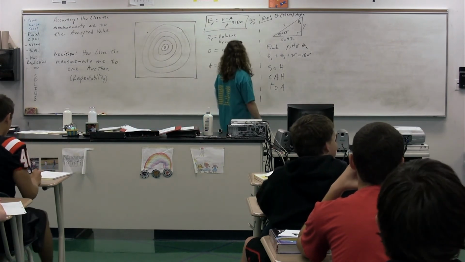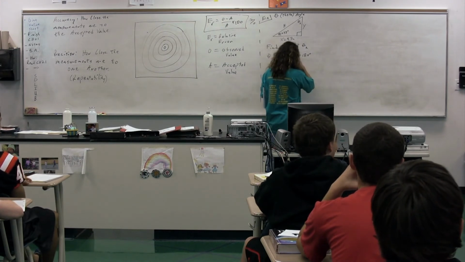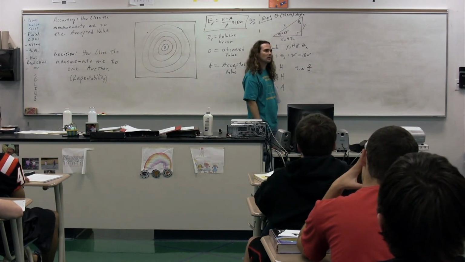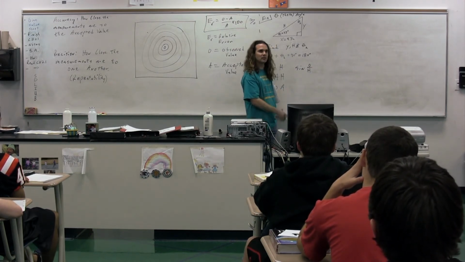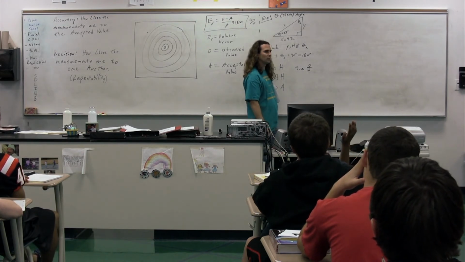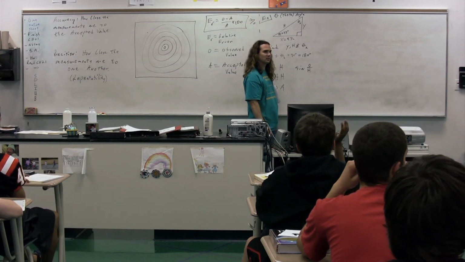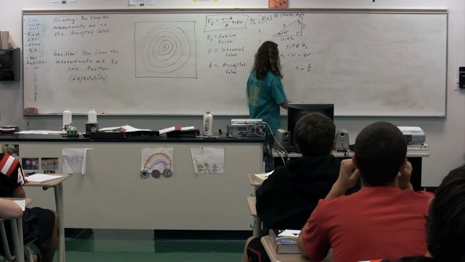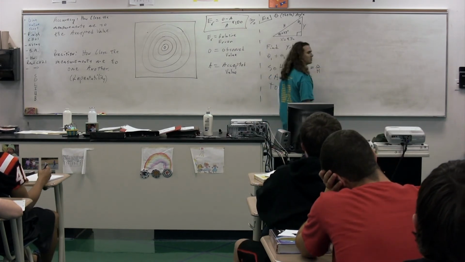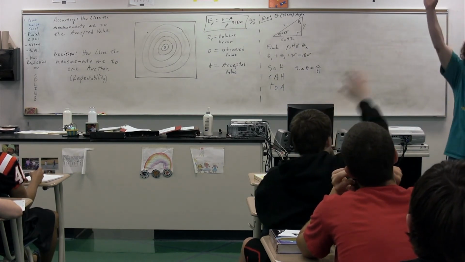Prescott, what does SOH mean? Sine is opposite over hypotenuse. Prescott, you don't want to help me out there at all? And sine of theta is opposite over hypotenuse. The sine of theta equals opposite over hypotenuse.